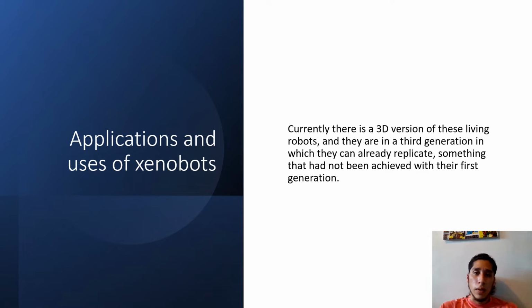Then we're going to talk about application and uses of Xenobots. But first we have to understand that this project has been taking baby steps. Currently there is a 3D version of these living robots and they are already in a third generation in which they can already replicate, something that had not been achieved with their first generation.